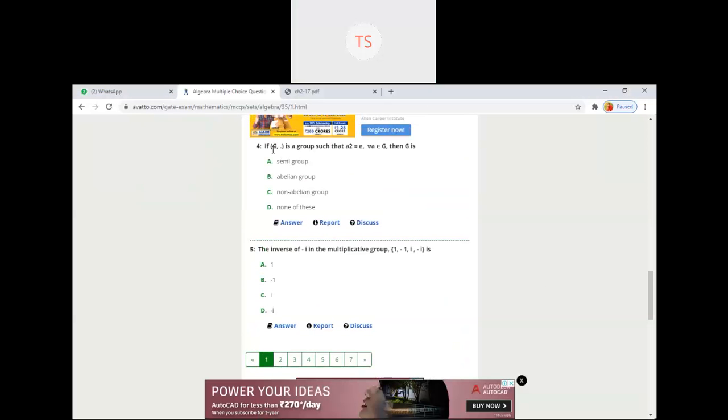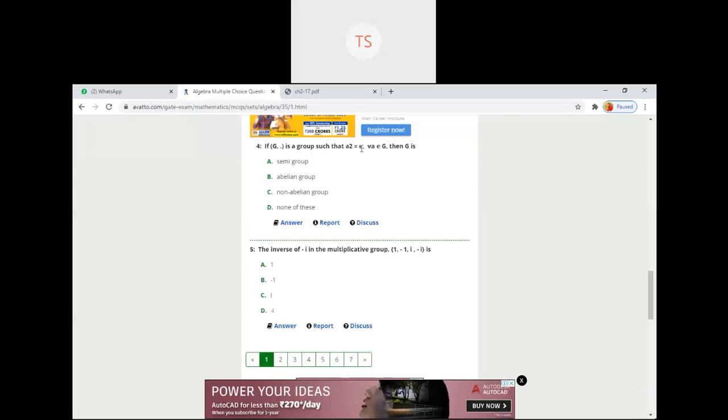Now, in the next example, if (G, ·) is a group such that a² = e for all a belonging to G, then G is what type of group? Semigroup, abelian group, non-abelian group, or none of these. So our definition is a² = e. The main thing is you have to look for those four properties.